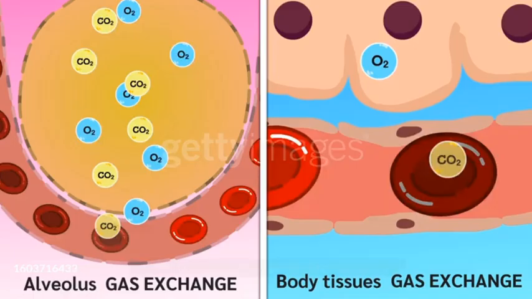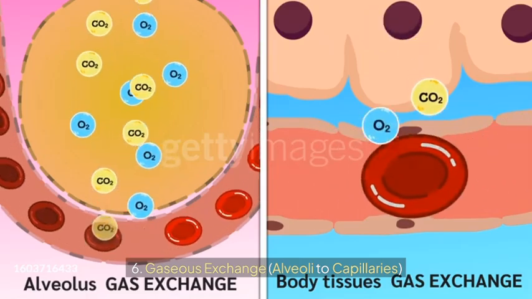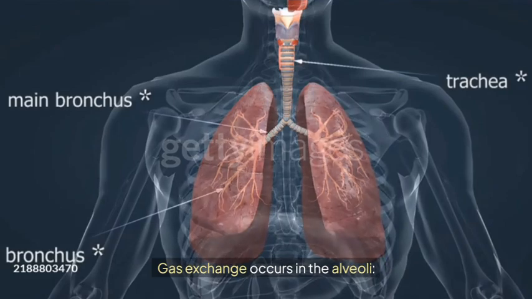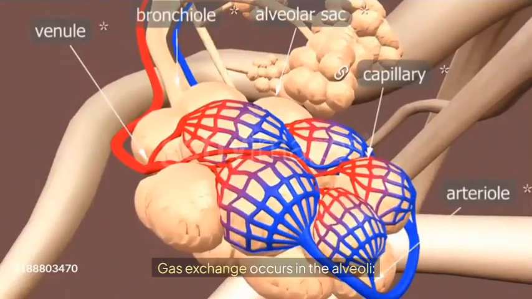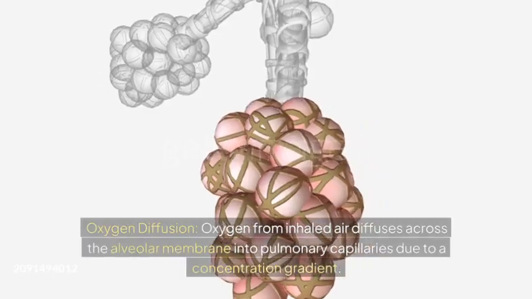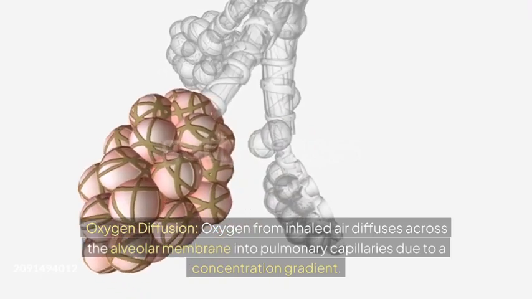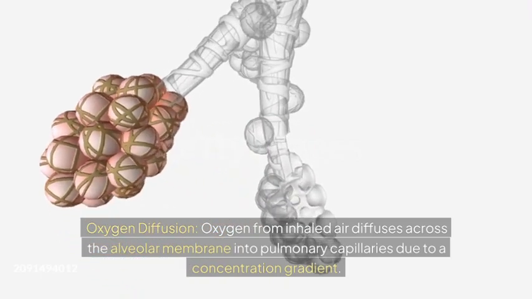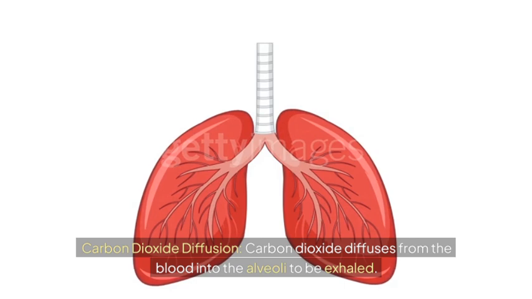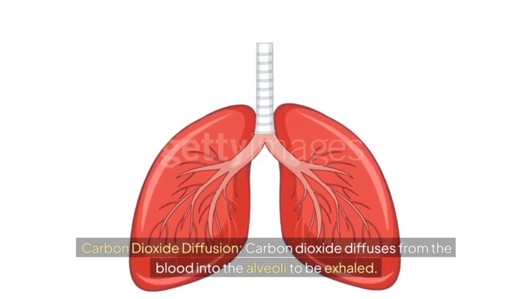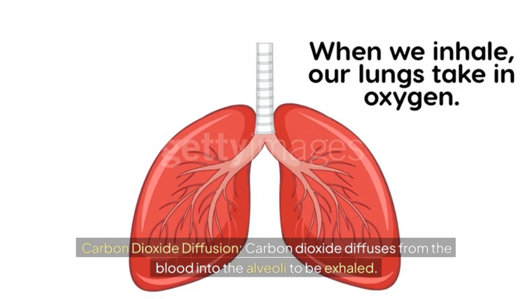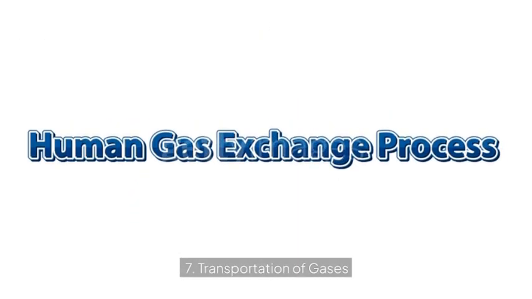6. Gaseous exchange. Alveoli to capillaries. Gas exchange occurs in the alveoli. Oxygen diffusion: oxygen from inhaled air diffuses across the alveolar membrane into pulmonary capillaries due to a concentration gradient. Carbon dioxide diffusion: carbon dioxide diffuses from the blood into the alveoli to be exhaled. 7. Transportation of gases.